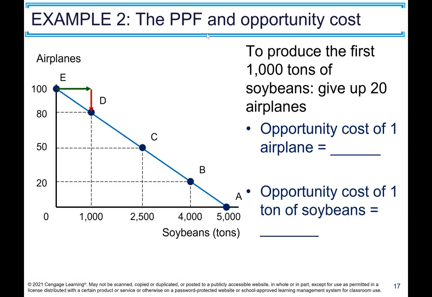Example 2, the PPF and the opportunity cost. To produce the first 1,000 tons of soybeans, you have to give up 20 airplanes. The opportunity cost of an airplane is, fill in the gap. The opportunity cost of 1 ton of soybeans, you can calculate by finding the slope of this line.